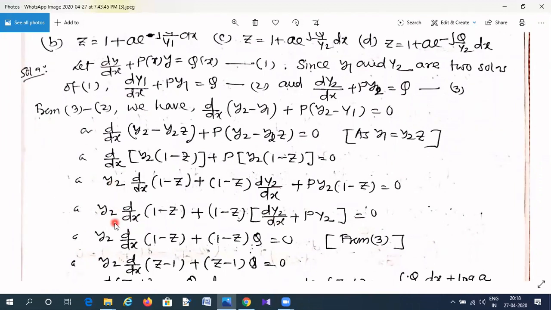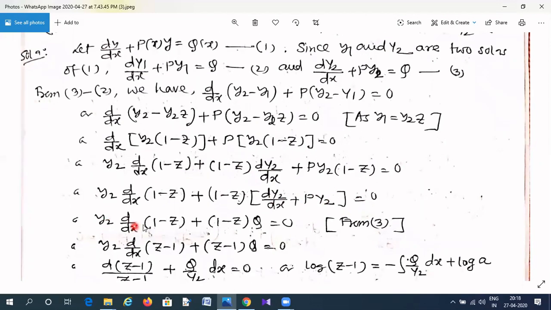The next line is y2 d/dx of (1 minus z) plus, from these two terms, we'll take (1 minus z) common. If we take (1 minus z) common, the remaining term will be dy2/dx plus p y2 is equal to 0.